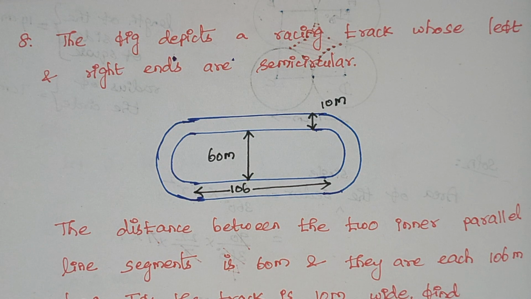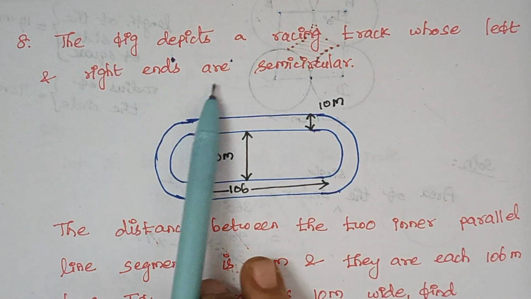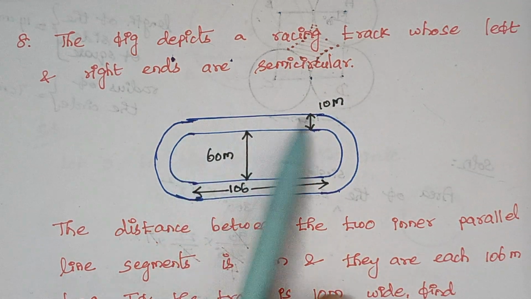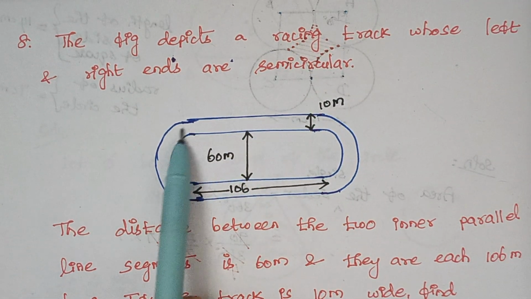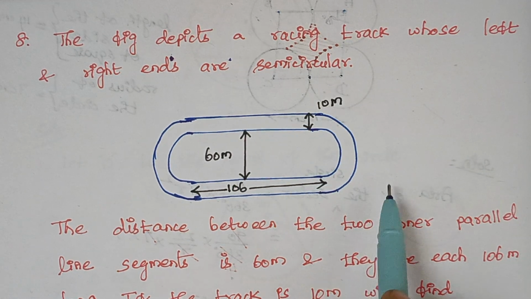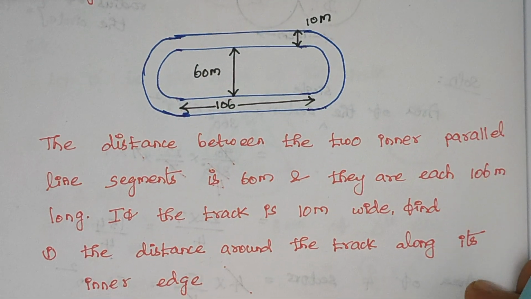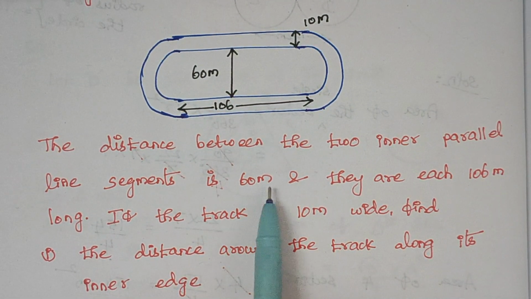The problem is: the figure depicts a racing track whose left and right ends are semicircular. So there is a racing track whose right and left ends are in the shape of a semicircle, right? The distance between the two inner parallel line segments is 60 meter.